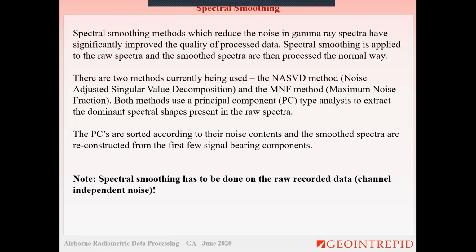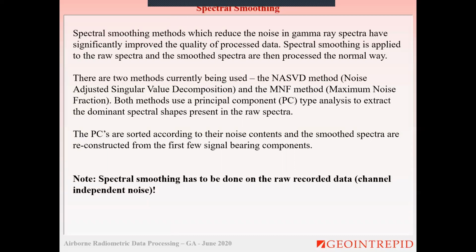because we do need good spectra and we don't want to integrate over too long periods, we come to spectral smoothing. Spectral smoothing actually is the first step of processing, but here for this PowerPoint, it's at the end. So spectral smoothing was thought up in the late 90s, and is a process to actually reduce the noise in the gamma ray spectra, and those techniques have significantly improved the quality of processed data.